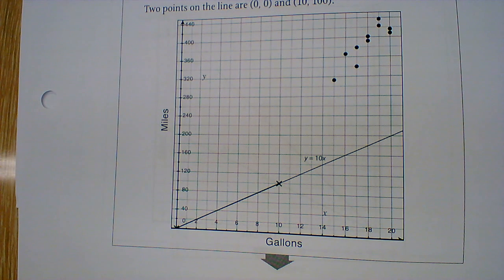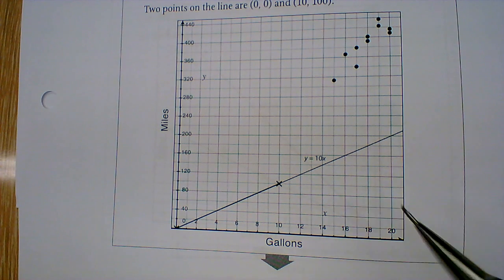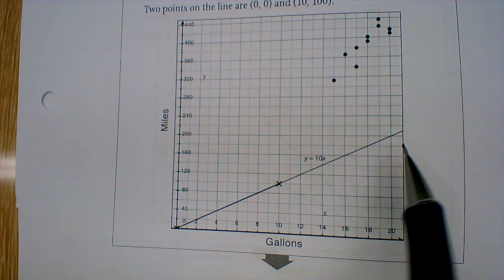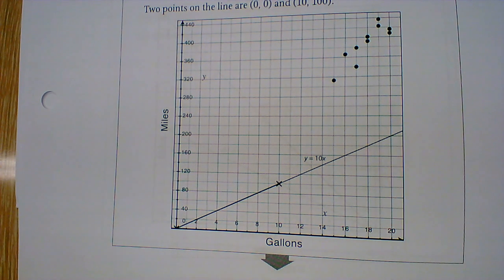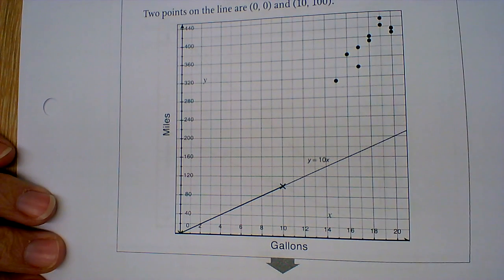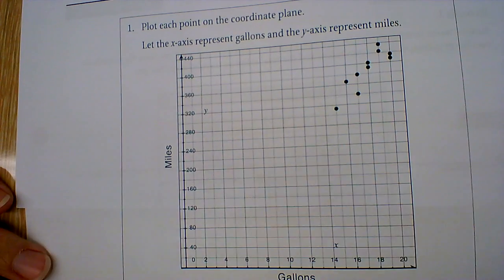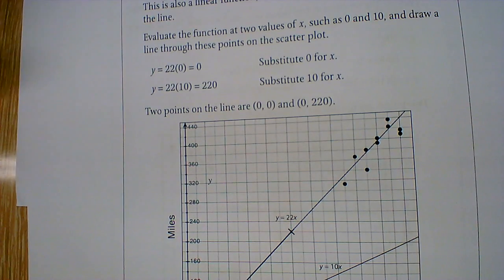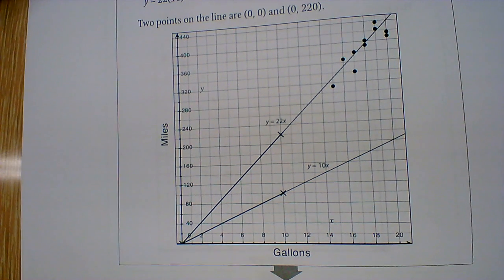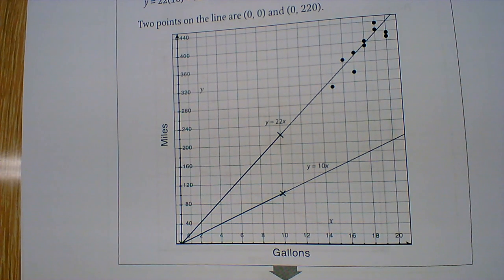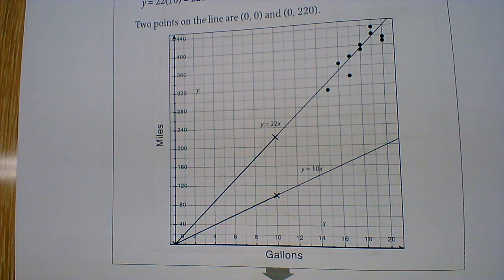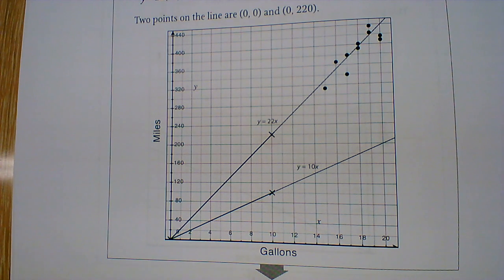Now we have to do an analysis. Is this line a good fit for that data? Well, I'm going to say absolutely not. My data is up here and my line is way down here. So the next question was, what if we graphed the line y equals 22x? So on that same plot, I want you to plot the line y equals 22x.